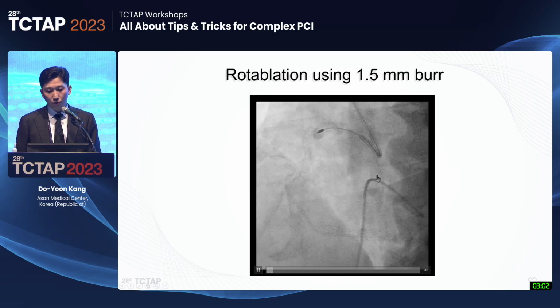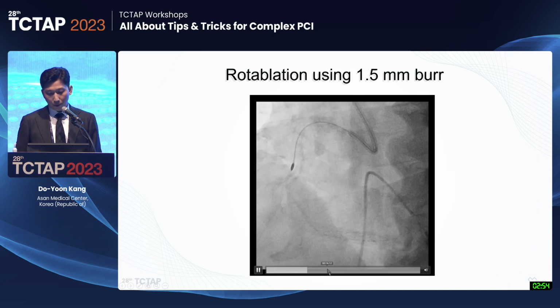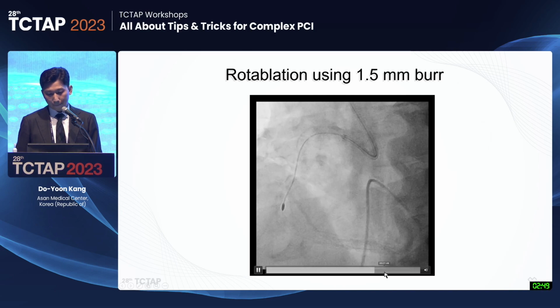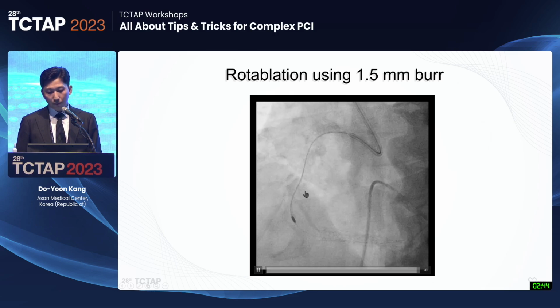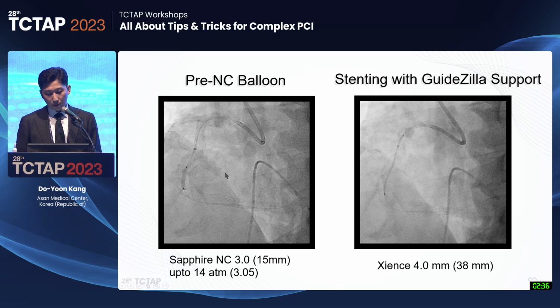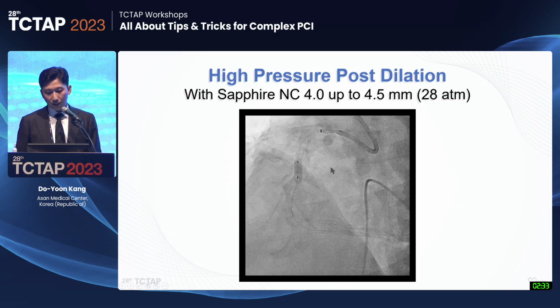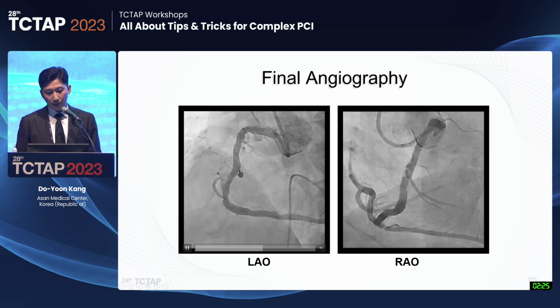We did rotablation using a 1.5 millimeter burr for reduction of the calcium volume, debulking, and to open the lumen. We did the rota slowly and succeeded in crossing the lesion. We did multiple runs to debulk the lesion, and after rotablation there was still severe calcification. After NC balloon and stenting, and a very high pressure 4.0 balloon, you can see there is still severe calcification here.